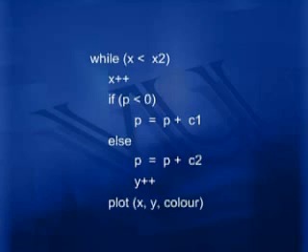Otherwise, if the parameter has not got a value less than 0, p کی ویلیو اگر less than 0 نہیں ہے تو پھر ہم نئی ویلیو پیرامیٹر کی کیلکولیٹ کریں گے as p is equal to p plus c2, the second constant that we calculated or pre-calculated. اور اس صورت میں ہم y میں ایک کا اضافہ کریں گے. We'll increment y by 1. And then we plot x, y, color. Well, this brings us to end of the discussion of the algorithm called Bresenham's algorithm.